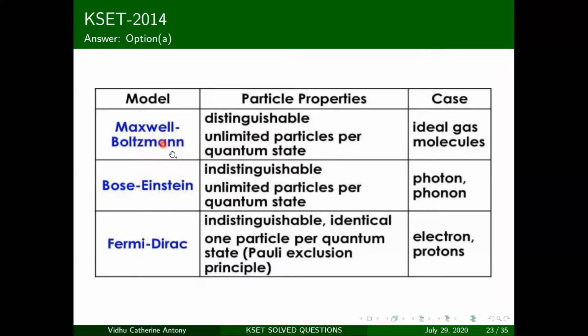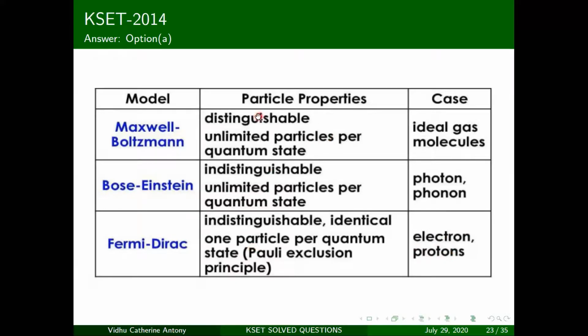In Maxwell-Boltzmann statistics, an unlimited number of particles can occupy one quantum state. So it's basically the ideal gas molecules case. In Bose-Einstein statistics, you have an unlimited number of particles per quantum state, so basically it's your photons and your phonons that come into that picture. And in Fermi-Dirac statistics, there is only one particle per quantum state, because of Pauli's exclusion principle, and that basically means your electrons and protons.